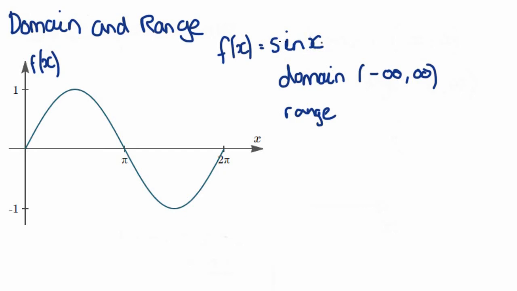The range is the values that the function outputs. So the outputs of the function are between -1 and 1. That's where the graph alternates between 1 and -1. So the range in this case is between -1 and 1. We can also write this as -1 ≤ f(x) ≤ 1. So sine x only takes values between -1 and 1.